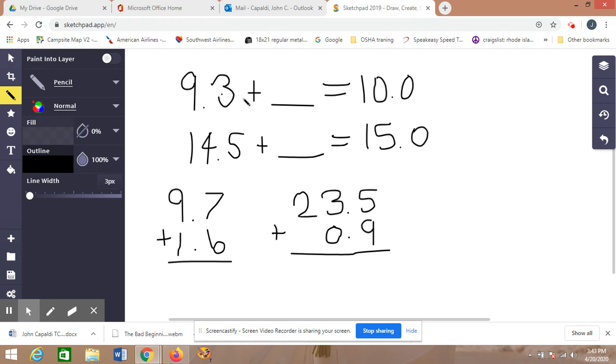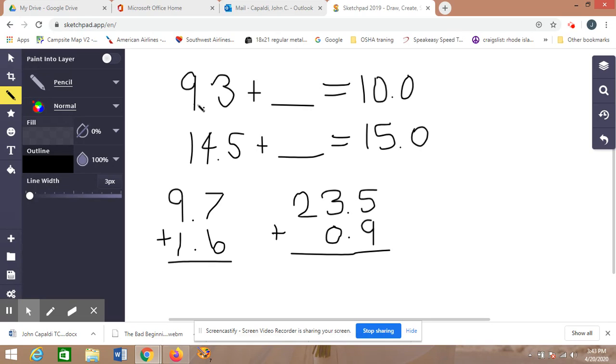So for these top two, it's kind of the same thing we did yesterday. Like, how many tenths would you need to get to the next rounded whole? Except this time we're at 9.3, 9 and 3 tenths, plus whatever, equals 10 wholes. So how many tenths would we need to add to 9 and 3 tenths to make this 10 wholes, to make this a rounded 10? Because we're at 9, the next whole number is 10.